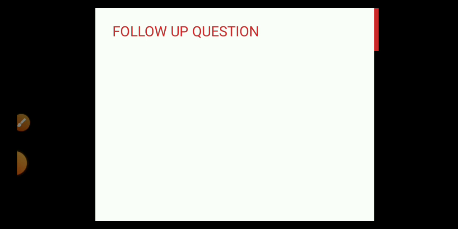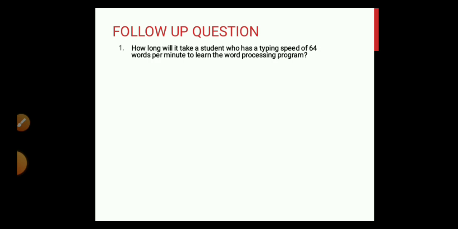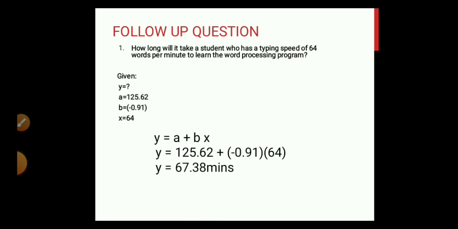We have this follow-up question. How long will it take a student who has a typing speed of 64 words per minute to learn the word processing program? Same as before, what we are looking for is the dependent variable. So, substitute the values, and we have 67.38 minutes for a typing speed of 64 words per minute to learn the word processing program. So this is an average student.